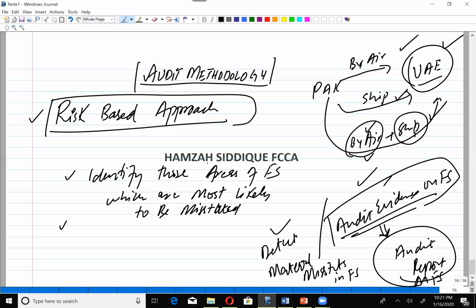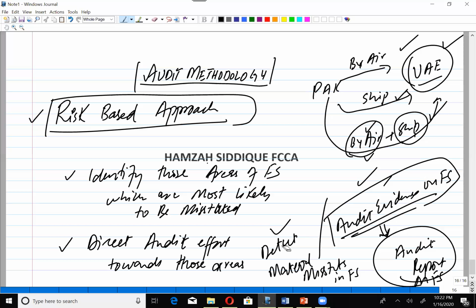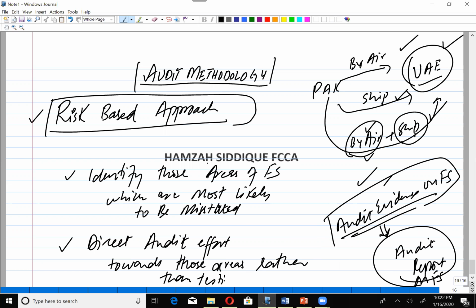Now, students, those areas of financial statements which are most likely to be misstated. And then, secondly, he must direct audit effort towards those areas rather than testing safe areas. Let me explain it by an example.